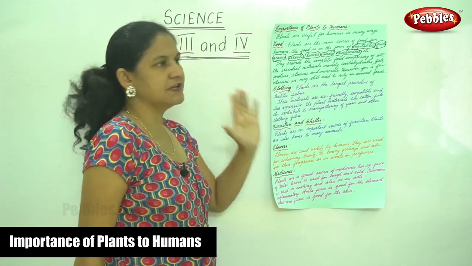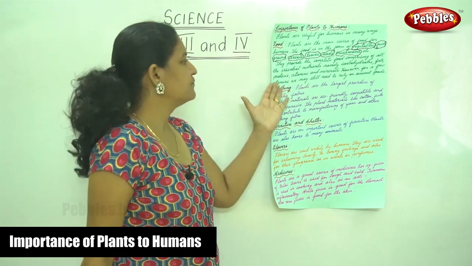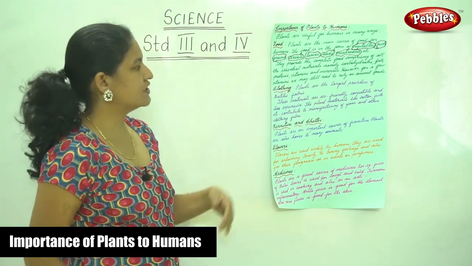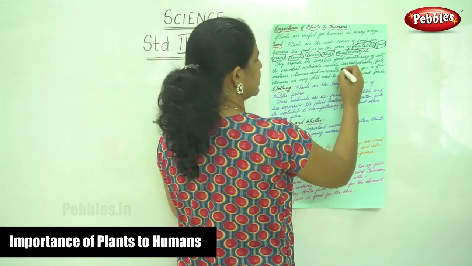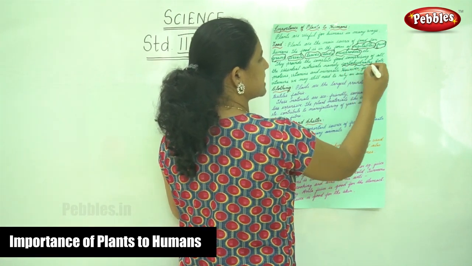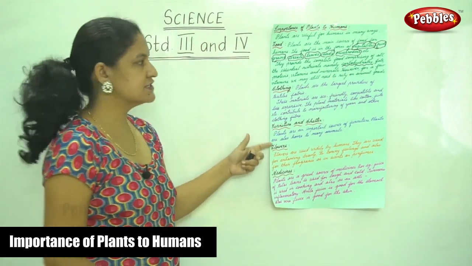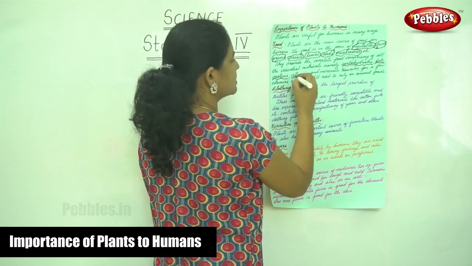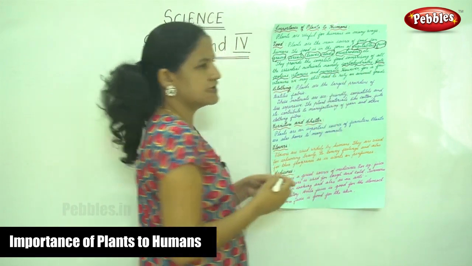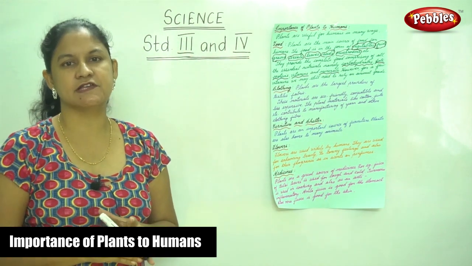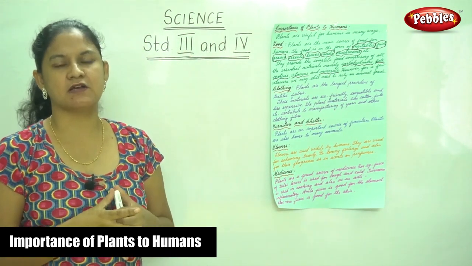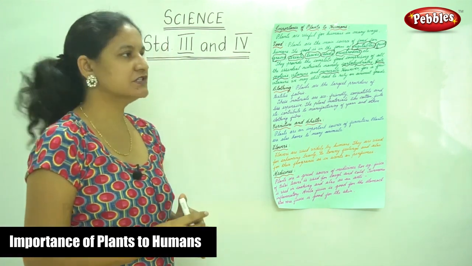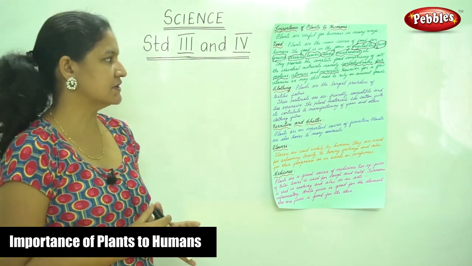It provides a complete food comprising all the essential nutrients, namely carbohydrates, fats, vitamins, proteins and minerals. These are the important nutrients that are provided by the plants for humans to consume.